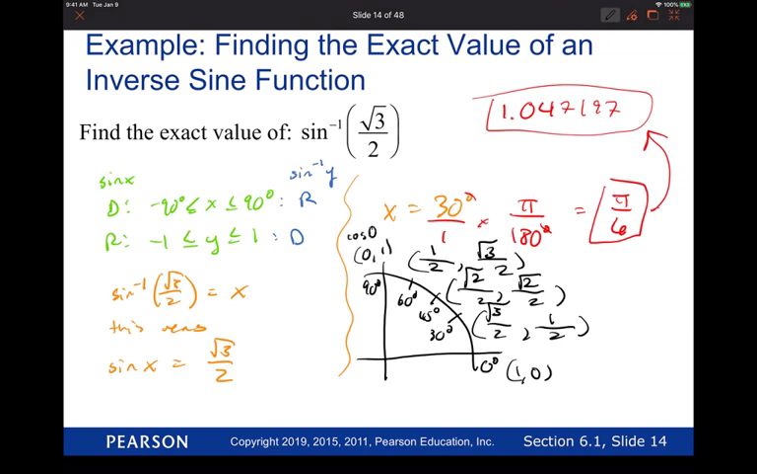So we want the sine of what angle to give us square root of 3 over 2. Sine is our y. So if we start in the upper left, we go 1, 2, 3, 1, 2, 3. We were supposed to do 60 degrees, and we had done 30 degrees. All right, so that's why we were getting it wrong.